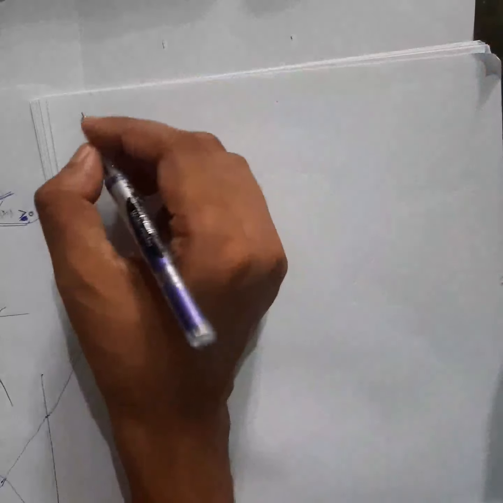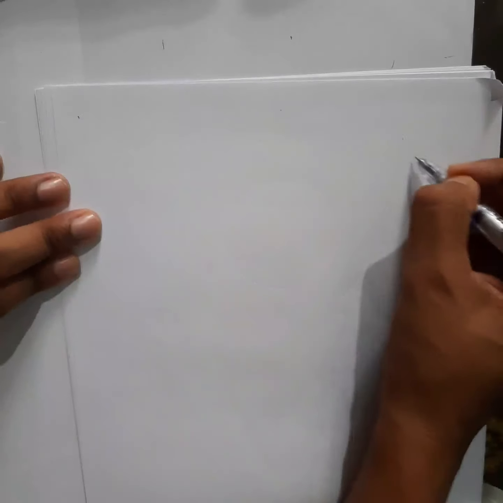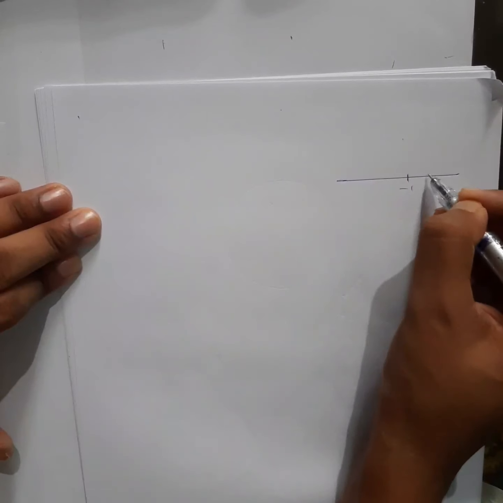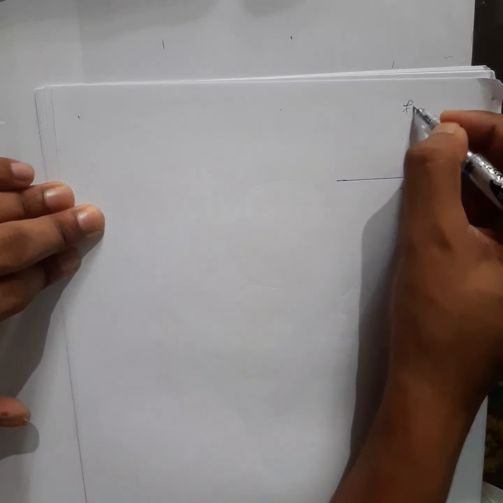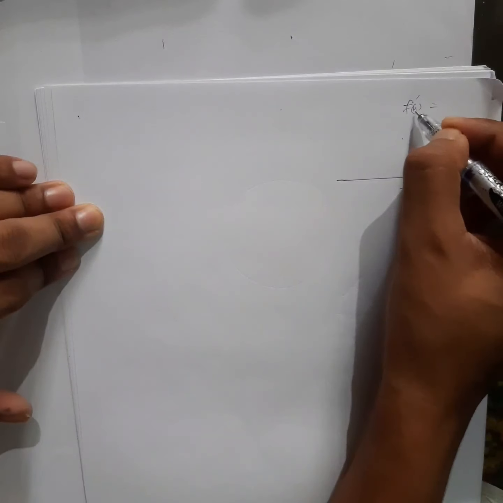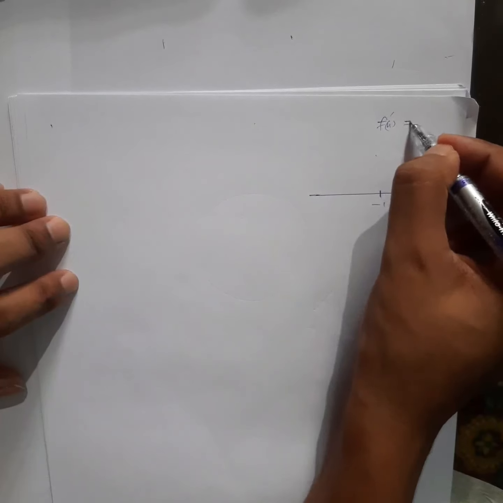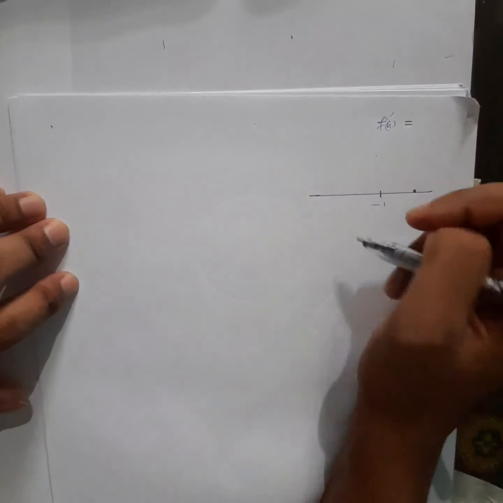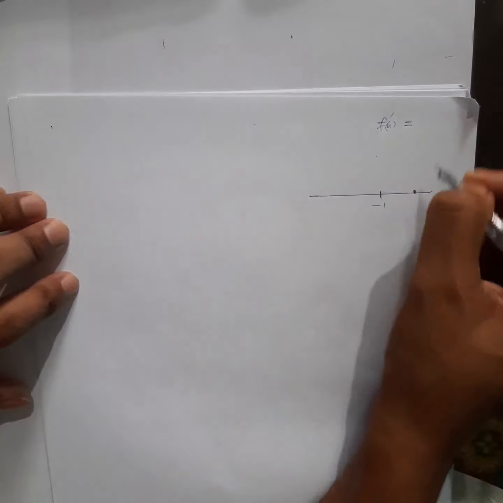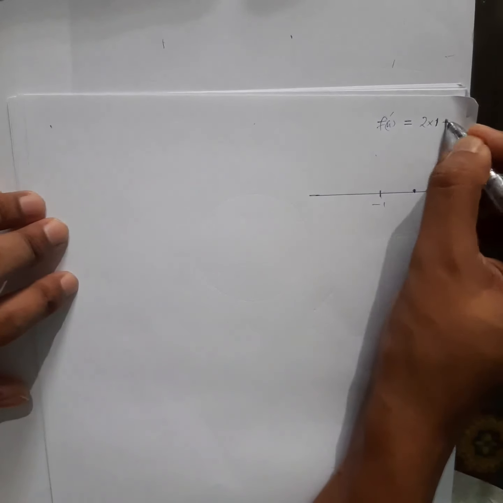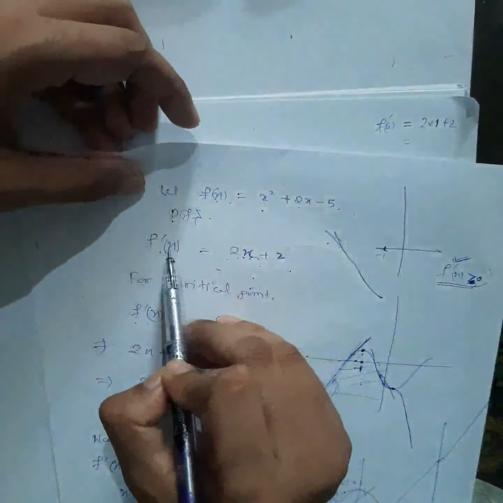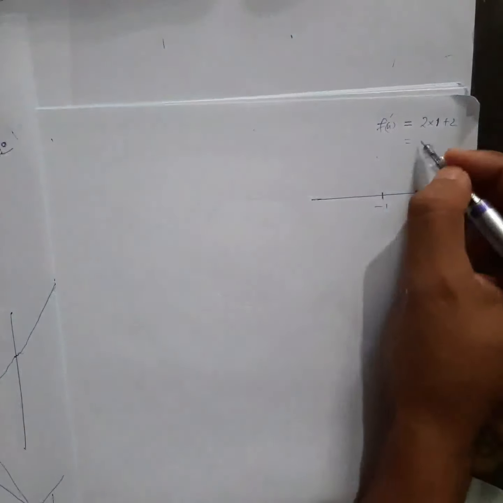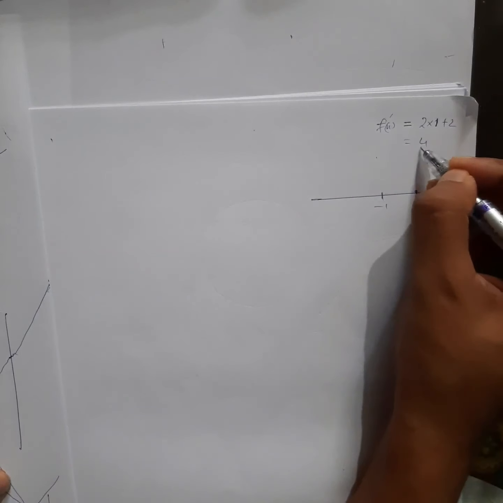So let's find out on the number line. This is your minus 1. On the right, any point you take, so let's take 1, and put it in f dash x, because f dash x only will tell you whether it is decreasing or increasing. If f dash x is positive, it is increasing; if it is negative, it is decreasing. So if you put 1 in place of x, don't get confused. Don't put it in the function, put it in the derivative. Try to understand that carefully. So it will be 4. A positive value you got, right?